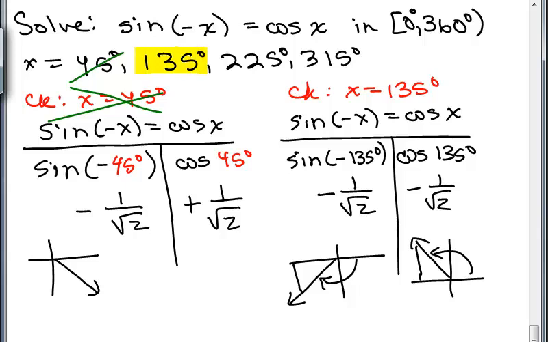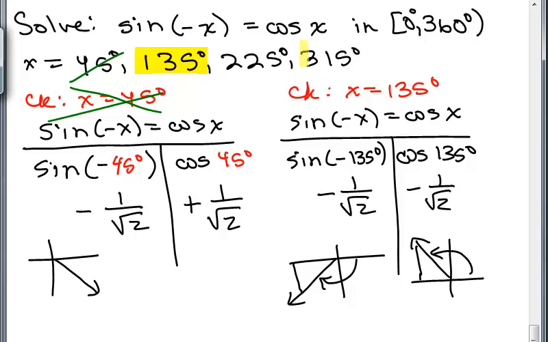Okay, similarly, we have to check 225 degrees and 315 degrees. I'm going to let you do that. You do it exactly the same way. You would plug in 225 degrees in for x in the original, simplify the left-hand side, plug it in for x over here, check it out, and find out if that's a solution. And it's not going to be a solution. It's not going to check. You're going to have opposite signs again. And then 315 is the other one that will check.